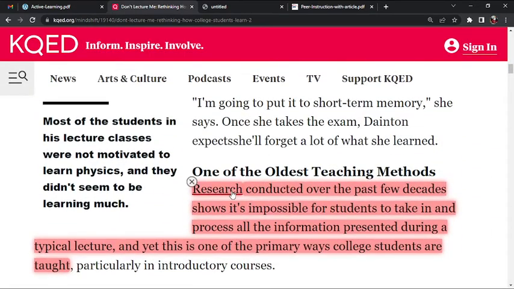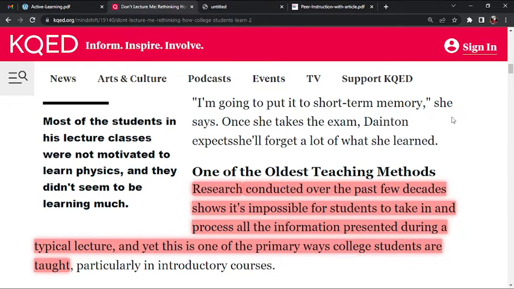Now, in this article, most of the students in his lecture classes were not motivated to learn physics, and they didn't seem to be learning much. And are you that student who is not motivated to learn a STEM subject, or who is not motivated to learn programming or data science, and you don't seem to learn much even after spending so much money on tutorials, even after being held so long in tutorial hell?